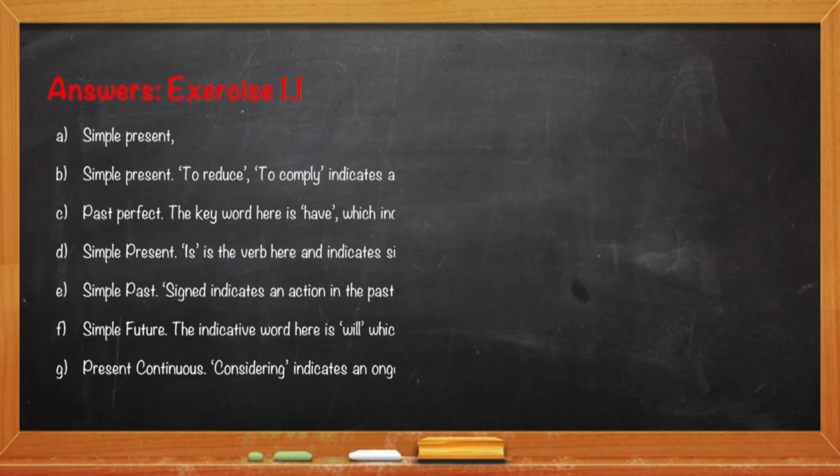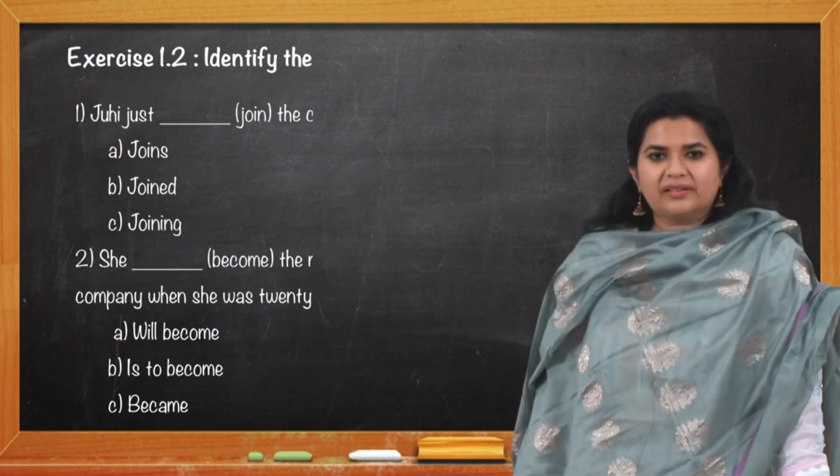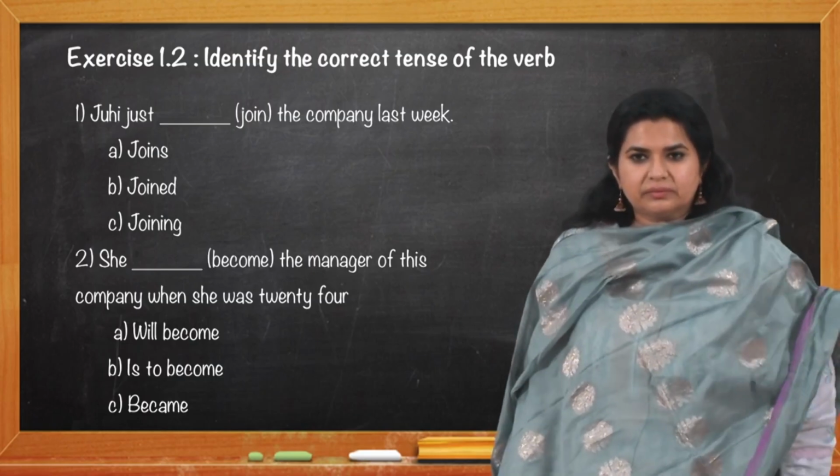Here are your answers. A simple present, B simple present, C past perfect, D simple present, E simple past, F simple future, G present continuous. Next exercise. Identify the correct tense of the verb.